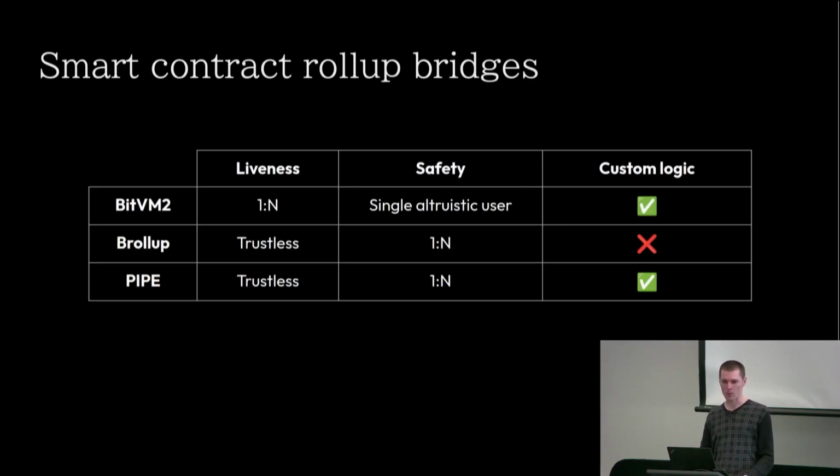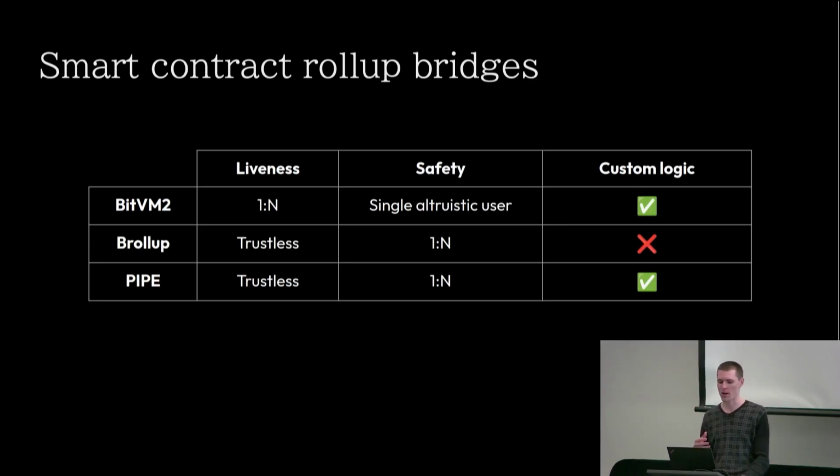There was the rollup that was introduced by Barak. In this protocol, there is no trusted third party required for liveness because users can always unilaterally exit back on chain. But you do have this one of n trust assumption for safety. So you require at least one of n parties to be honest to prevent theft from the bridge. And it doesn't support custom logic. There are only a limited number of applications that rollups can support.